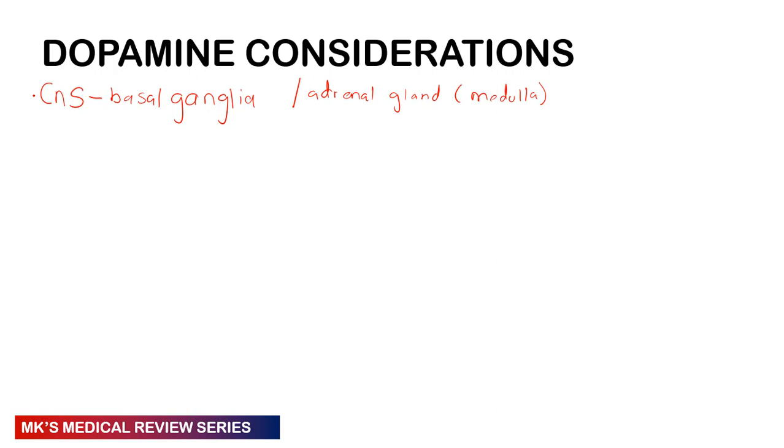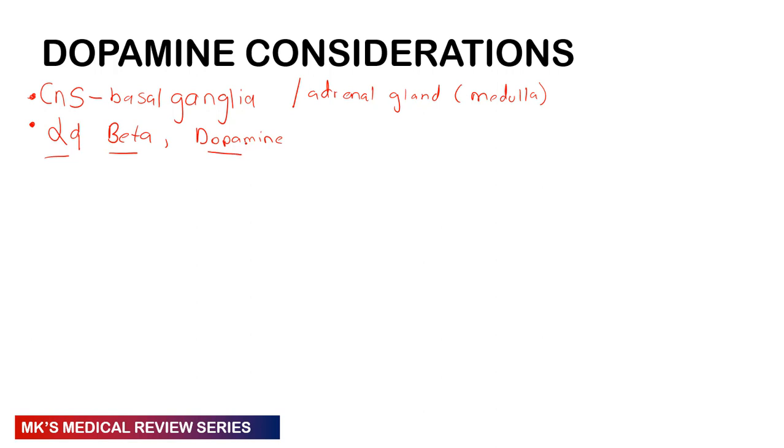and it's going to have predominant effects on certain types of receptors in the body. So it's going to have effects on alpha receptors, it's going to have effects on beta receptors, and it's going to have effects on the dopamine receptors.